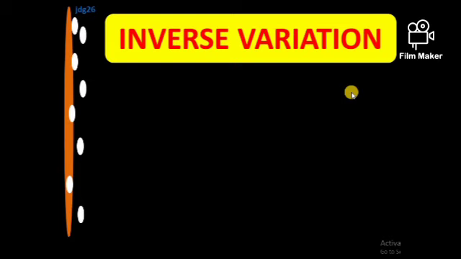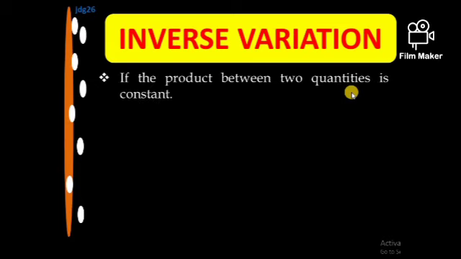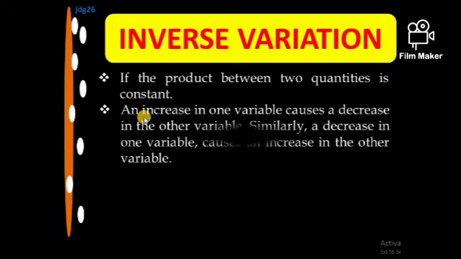Now, proceed tayo sa inverse variation. So, kung sa direct variation natin kanina, the ratio is constant, sa inverse variation, the product between two quantities is constant. So, yung product naman nila ang constant. And, kung kanina sa direct variation, pag nag-increase yung isa, mag-i-increase din yung isa. Sa inverse variation, hindi. Baliktad naman.